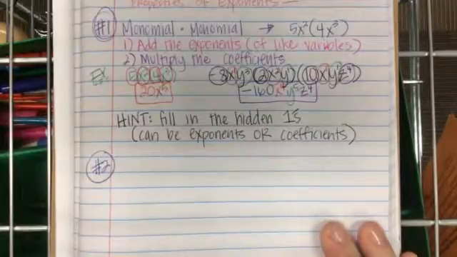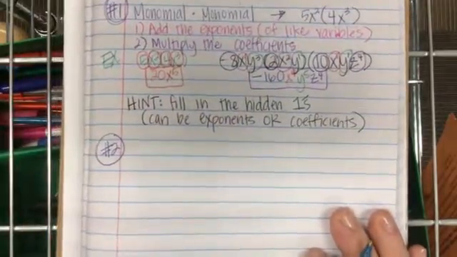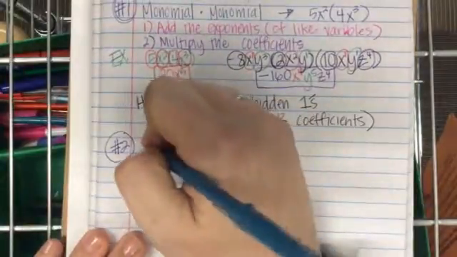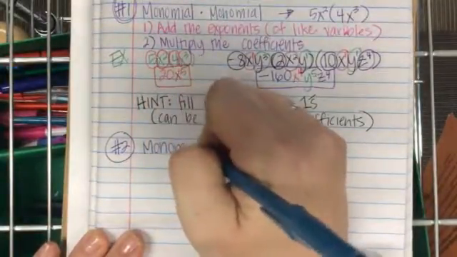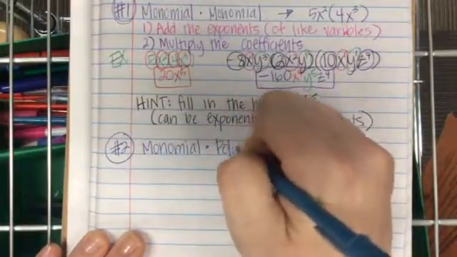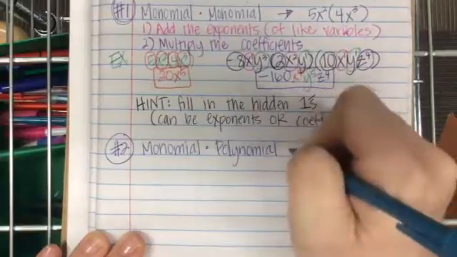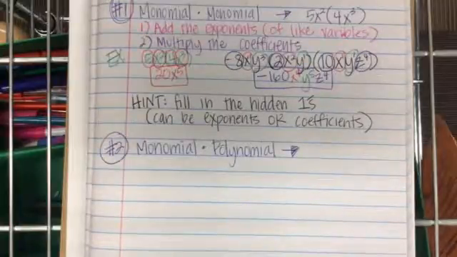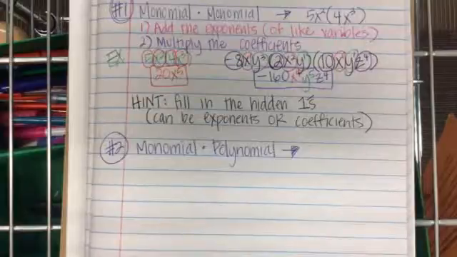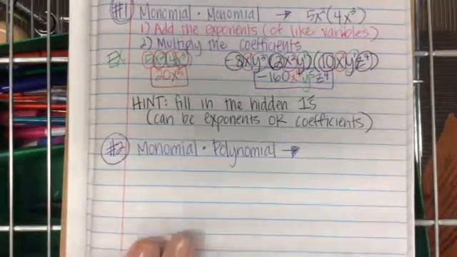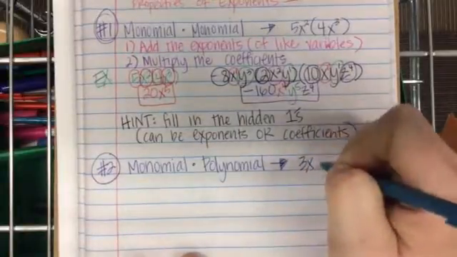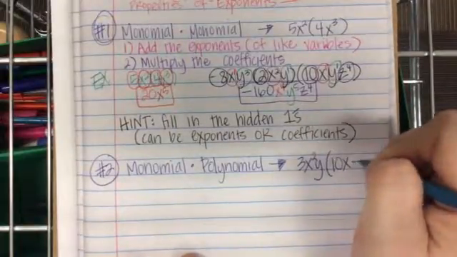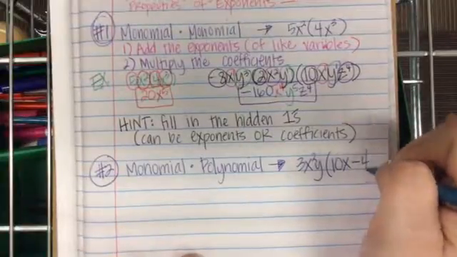So we'll take it a little step further because we're going to get to problems that are way more complex than this. But one step down the rung, a little bit harder, would be a monomial times a polynomial. A monomial times a polynomial. So for example, 3x squared y times 10x minus 4y.